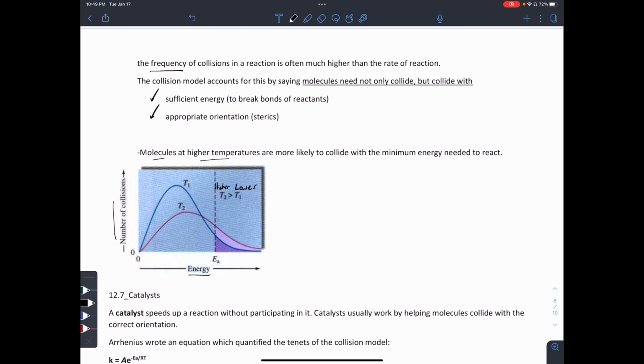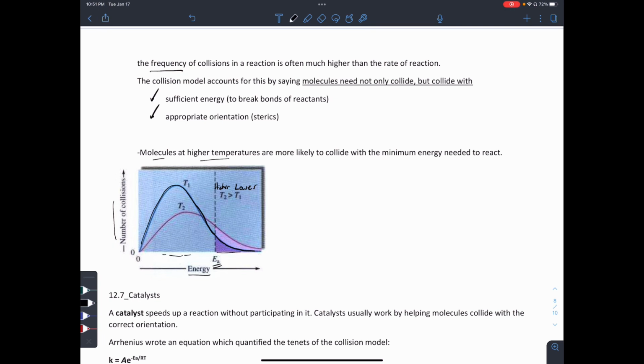It includes more particles, more collisions with a high enough energy to prompt and promote the reaction. So we can kind of see that under the first T1, only this many particles have a relatively low energy, and just a few particles, only in this purple area, have a high enough energy to surpass this thing called EA, which we're going to talk about in a minute. EA stands for energy of activation. So enough energy to get the reaction started.